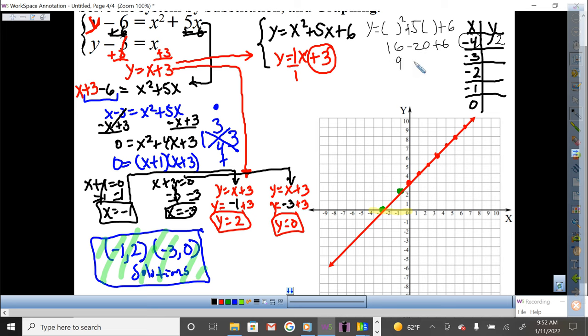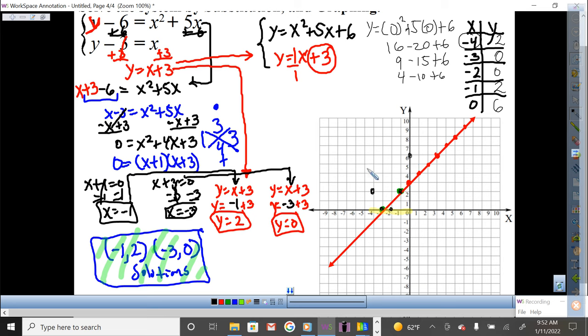Okay. Next, what is negative 3 squared? 9. Negative 3 times 5? Negative 15 plus 6. What is 9 plus 6? 15 minus 15? 0. Next, negative 2 squared. 4. Negative 2 times 5? Negative 10 plus 6. What is 4 plus 6? 10 minus 10? 0. What do you think this value is going to be right here? 2. And then the last one, 0, 0, and that leaves us with 6. Plot that. Negative 4, 2, negative 3, 0, negative 2, 0, negative 1, 2, and 0, 6.